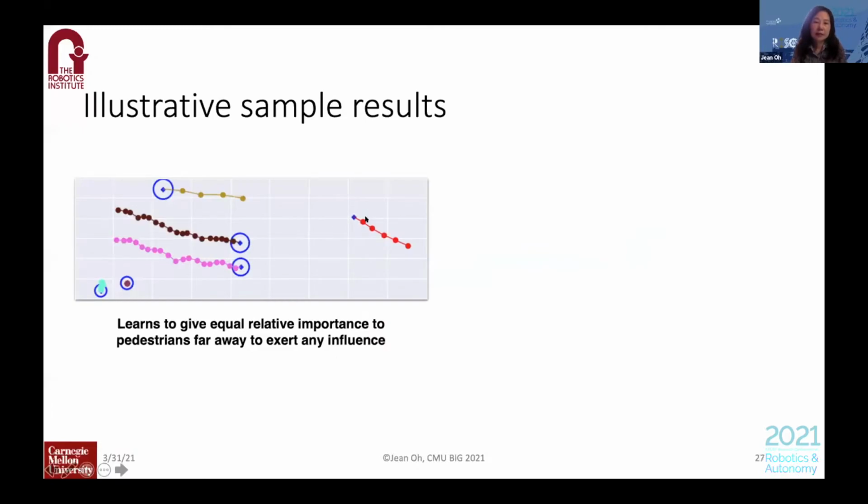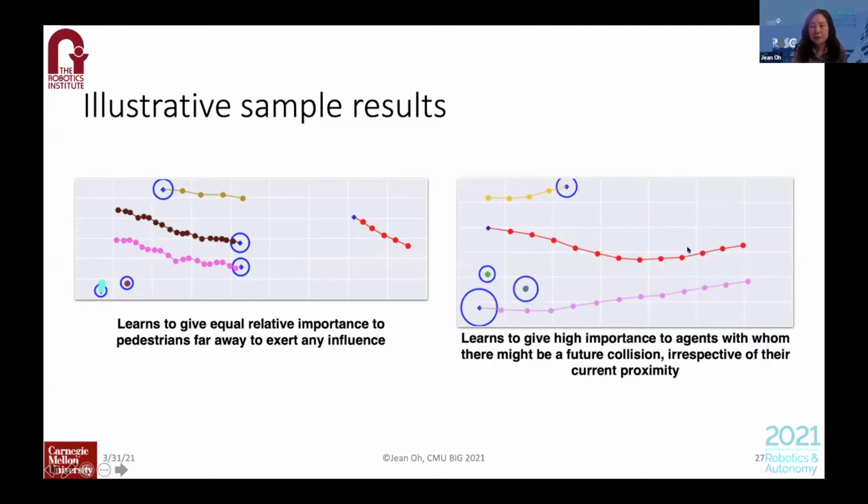And then these are some illustrative examples. In this example, the agent is here. It shows that agents that are far away don't really matter, so they are more or less equally important. And the agents that are staying in the same position are least important. In this example, it's a little bit clearer. The agent is passing by, and this agent, the green dot, is the closest one, but the agent doesn't pay too much attention to this one because it's not moving.